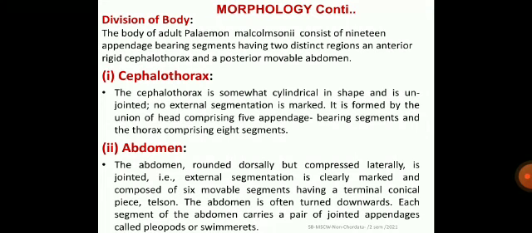It is jointed, that is, external segmentation is clearly marked, and composed of 6 movable segments having a terminal conical piece called telson. The abdomen is often turned downwards, and each segment of the abdomen carries a pair of jointed appendages called pleopods or swimmerets.